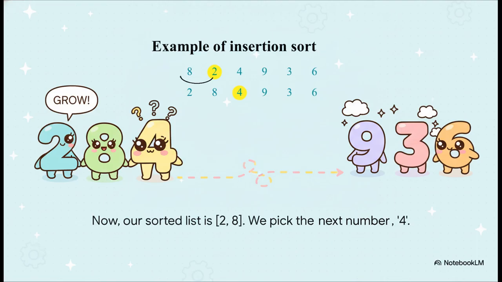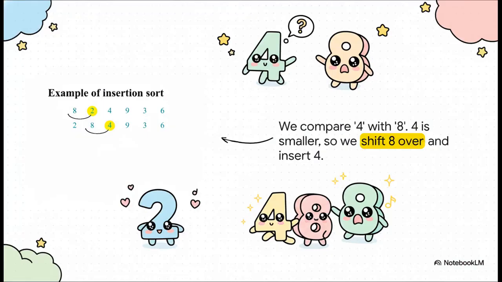So naturally, we move on to the next unsorted number, which is 4, and we do the whole thing all over again. We take that 4 and start comparing it backwards through our sorted list. Is 4 less than 8? Yes. So we shift the 8 over. Next, is 4 less than 2? No, it's not. So, we found it. That's the spot. We insert the 4 right there, between the 2 and the 8.